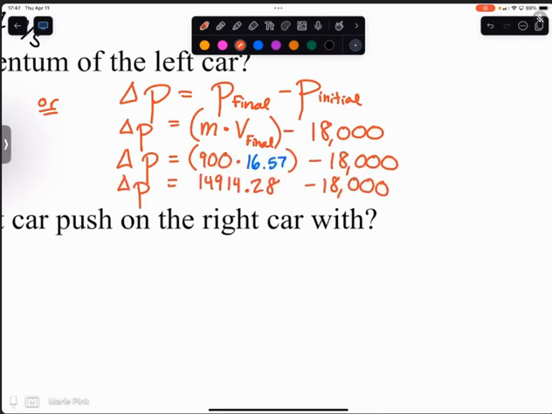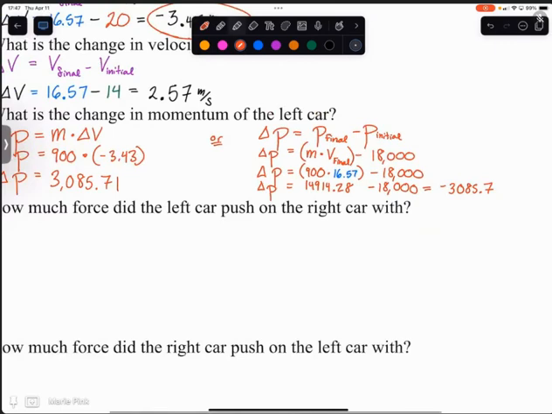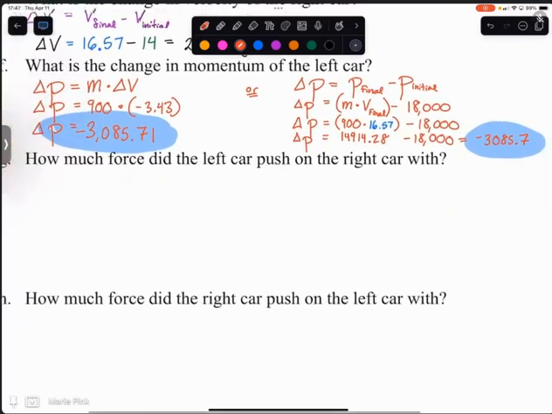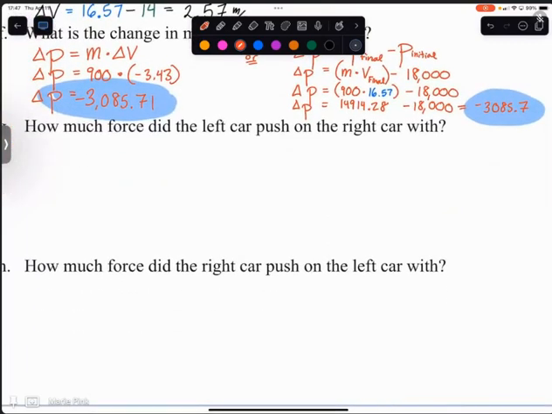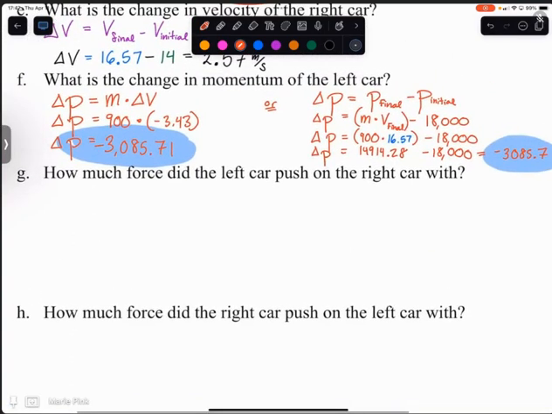So my change in momentum is going to be 900 times 16.57, which gives me 14,914.28, and I'll subtract from that the initial, and I will get a change in momentum of negative 3085.7, which is great news because I need to be able to do this problem either way and get exactly the same answer. All right, so I get a negative 3,000 and stuff both ways. Now I can do this exactly the same way for the right car if I needed to, but it's not asking me to do that.